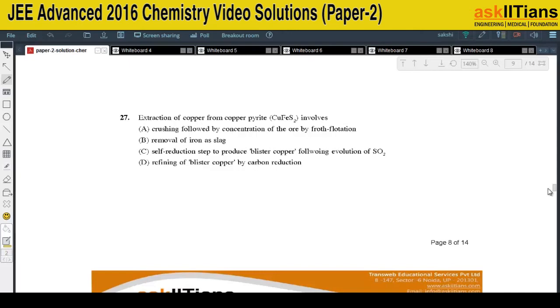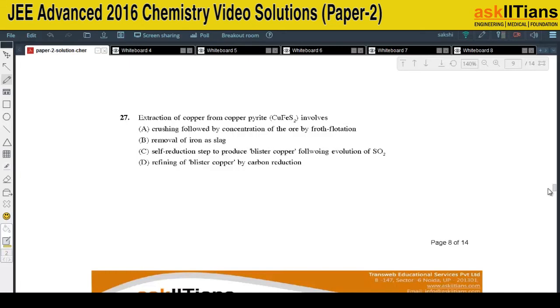It says crushing followed by concentration of the ore by froth flotation. Then it says removal of iron as slag. Then there is a self-reduction step to produce blister copper following evolution of SO2. And finally it asks about the refining of blister copper by carbon reduction. So you have to tell which of these four steps are actually involved in the extraction of copper from copper pyrites.